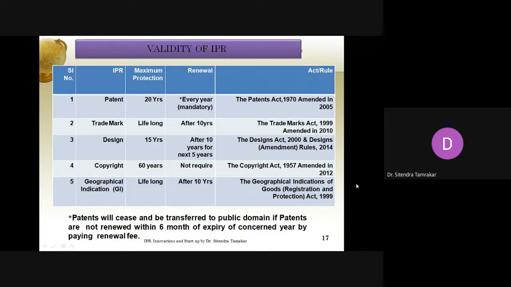Once your tenure is over, say for example for your patent, once the maximum tenure is over and there is no further scope for renewal, then this technology will go into the public domain. If you have invented something in the form of any process, formula, or device, once your maximum protection tenure is over, it will go into the public domain, and anyone can make, sell, or use your technology.